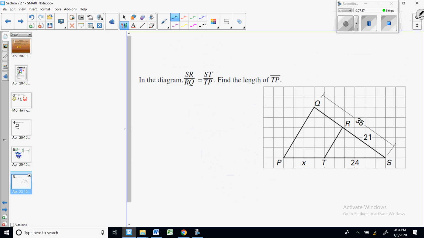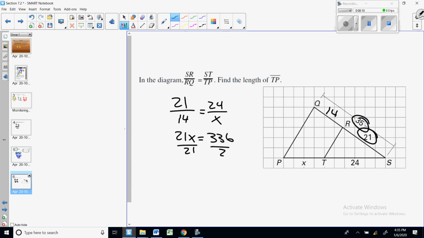Our next example, we have SR over RQ. SR is 21. What's our length from R to Q going to be? It's going to be 14, because 21 plus 14 gives you 35. So SR is 21, RQ is 14, ST is 24, and TP is x. We cross multiply. We get 21x, and 24 times 14 is 336. We divide both sides by 21. So 336 divided by 21 gives us 16 for our value for x, and that's the length from P to T.